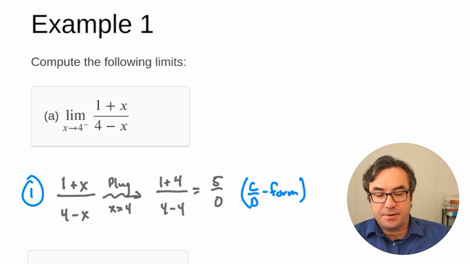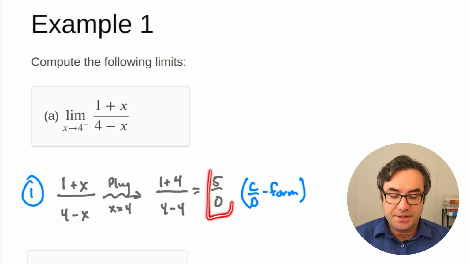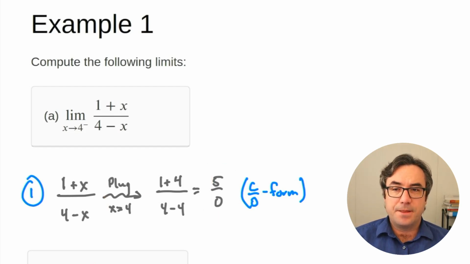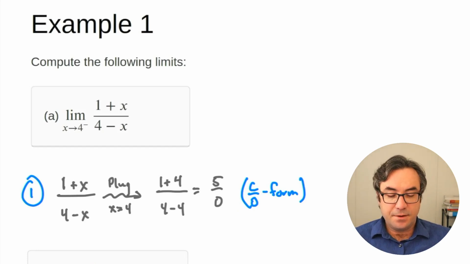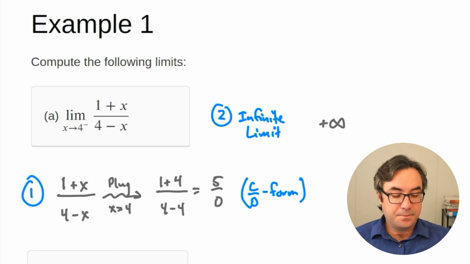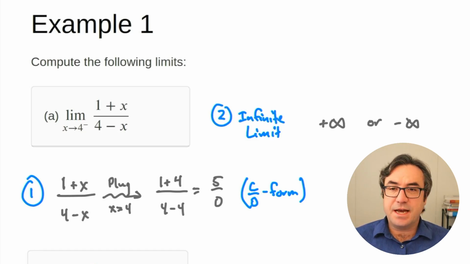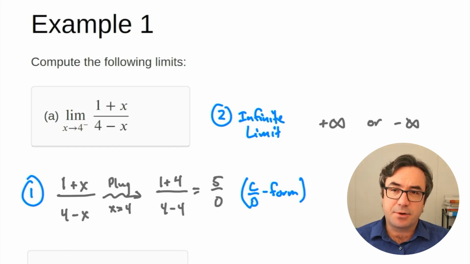So that's the first thing. We try our regular plug-in direct evaluation strategy, but in this case, we end up with a c over 0 form. What that tells us is this limit is going to be either plus infinity or minus infinity. So we have an infinite limit to deal with, and we just have to decide, is it going to be positive or negative? The way we make that decision is by using a test number.